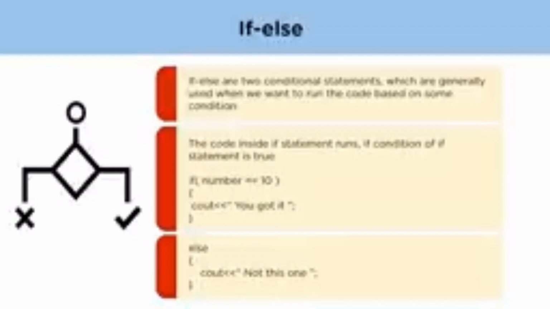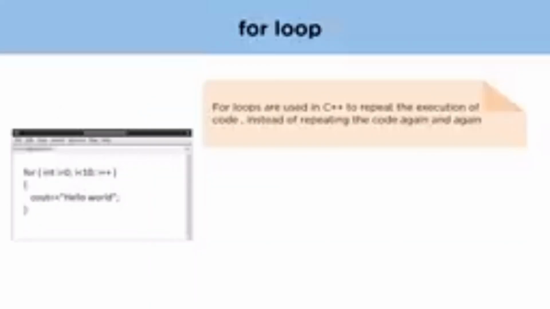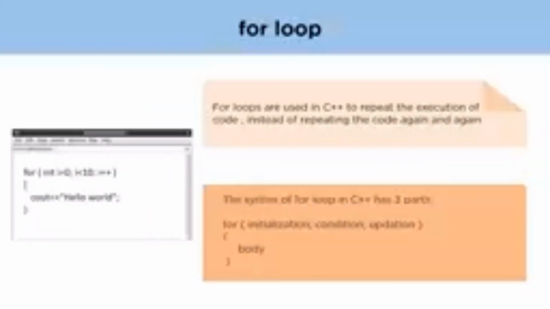Now, coming to loops. First is for loop. For loop is the repetition control structure that allows us to repeat a block of code for a fixed number of times, instead of repeating the same code again and again. The syntax of for loop has three parts. First is initialization. It is used to initialize the loop. Next is condition, which is used to determine when to end the loop. And last is updation, which is used to update the loop variables.